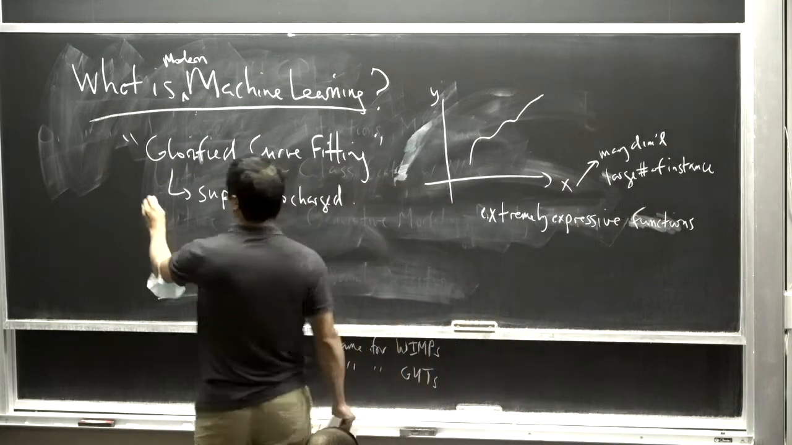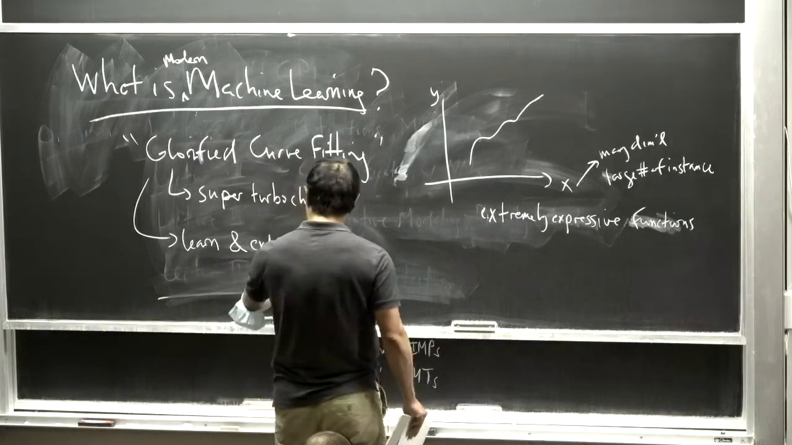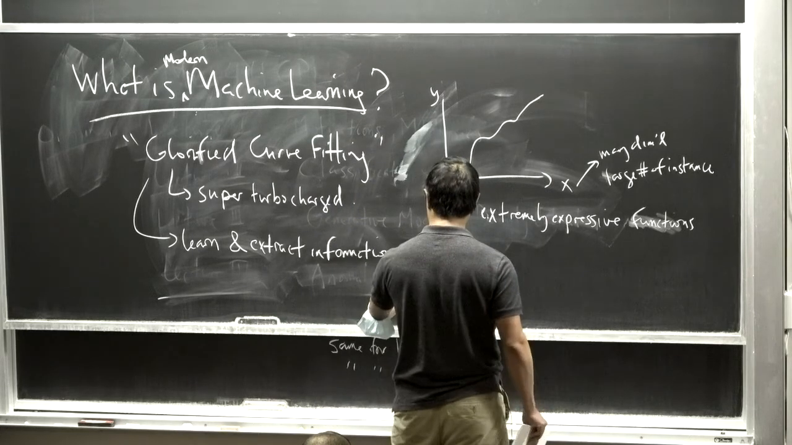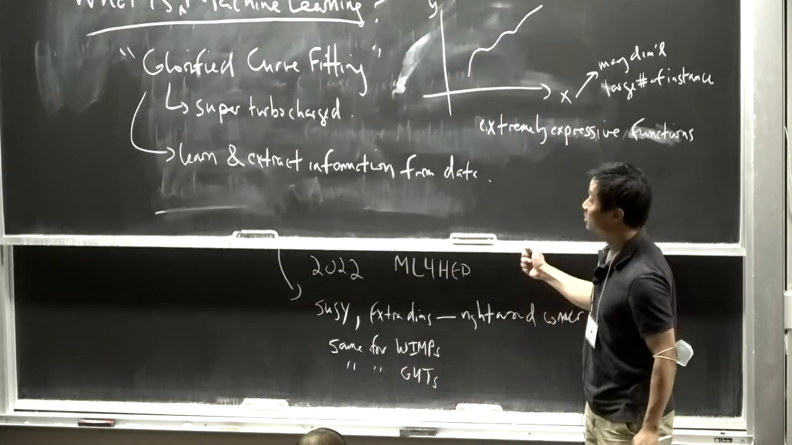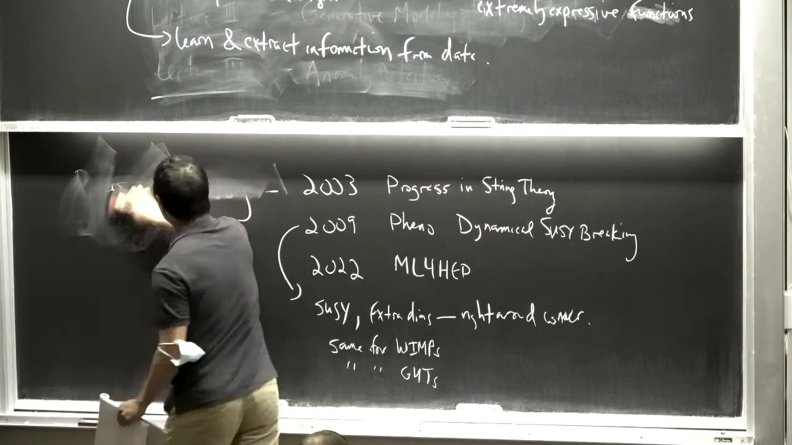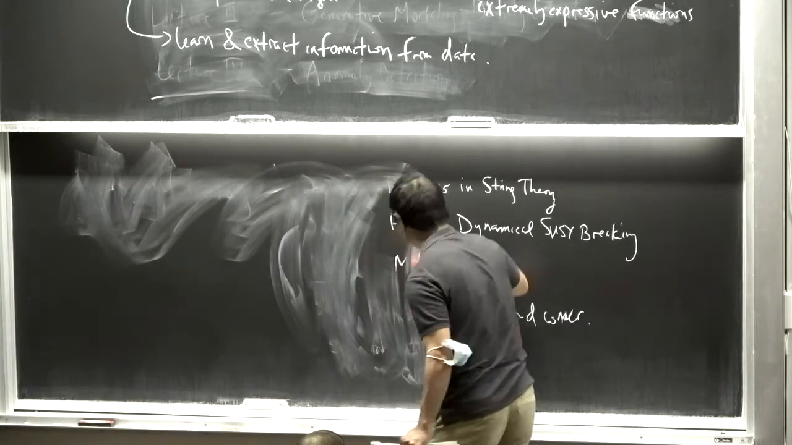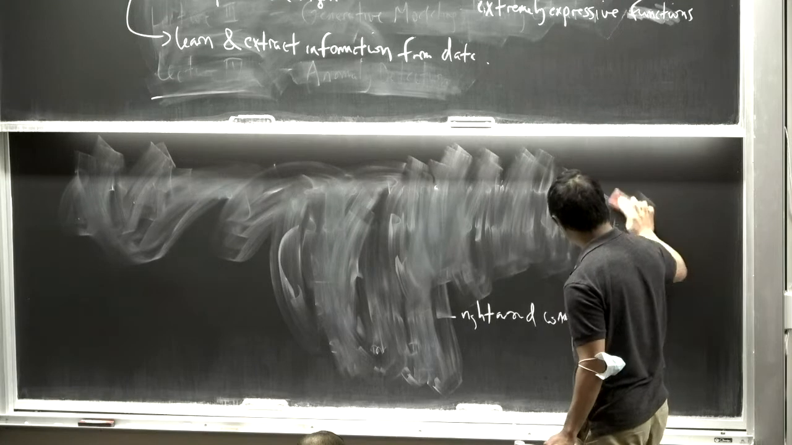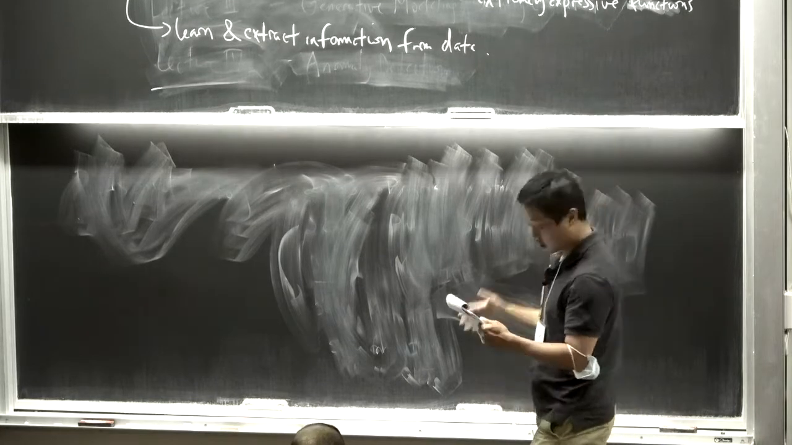But yeah, so the goal of all this is to learn and extract information from data. So the data is telling a story, and using modern machine learning, we can hear that story. We can reconstruct that story. The data has secrets, and using these techniques, we can peer behind the veil and learn about these secrets.